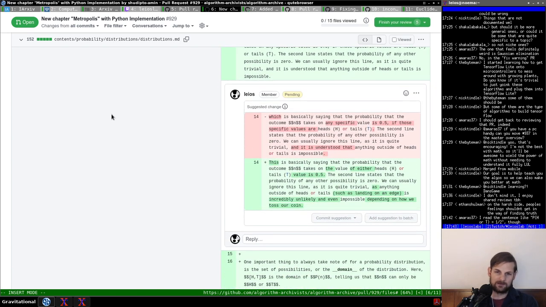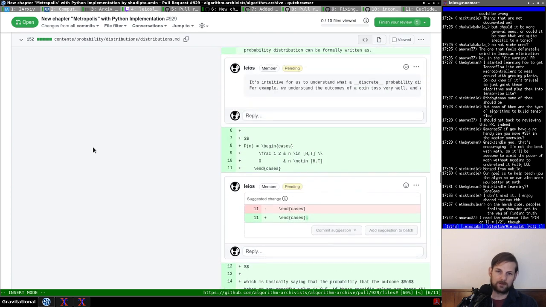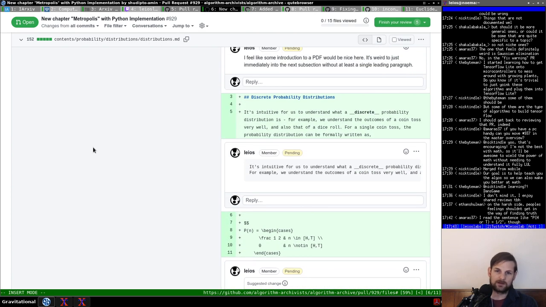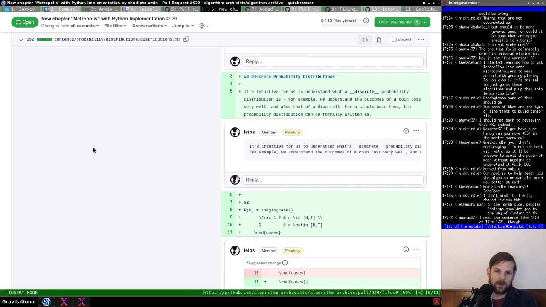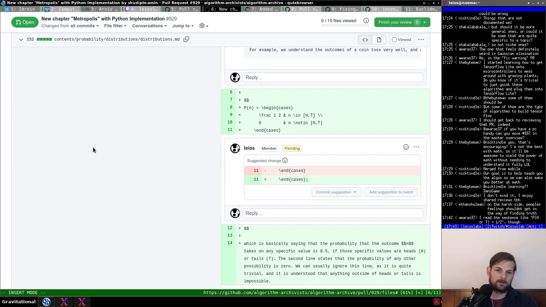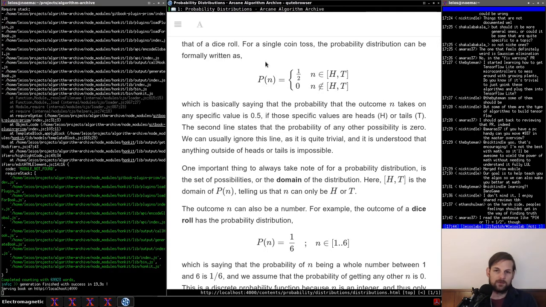Okay, so now let me just read this through again. The original sentence was the following: for a single coin toss, the probability distribution can be formally written as P is going to be equal to a fraction of 1/2. What does that look like? Here it is. P is equal to 1/2, n. There's a 1/2 probability of n being within H or T and a 0% probability of n not being within H or T. I don't know about you guys, but I'm reading the math funny here. I don't know why.